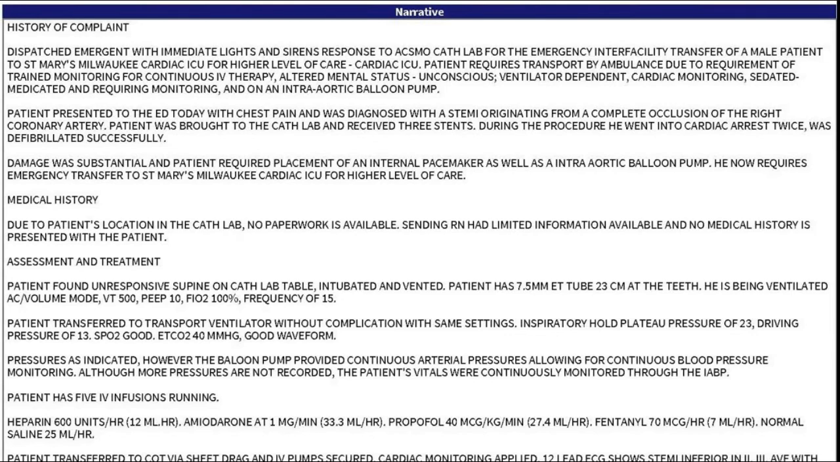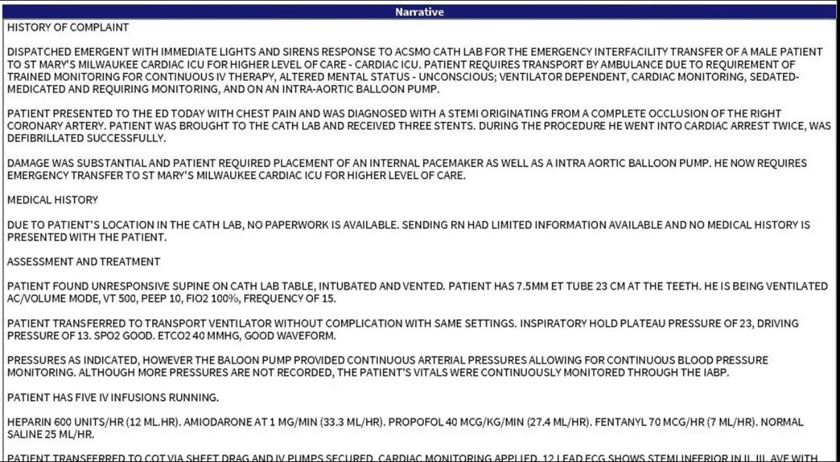They did RSI, rapid sequence intubate him. And they also gave him a paralytic when they did that. They put him on a ventilator, and they began running. You can see there are 5 infusions running. They're running heparin at 600 units an hour, amiodarone at 1 mg/min, and propofol at 40 mics per kg per minute, and then fentanyl to potentiate the propofol and also to deal with the pain, 70 mics an hour. And normal saline at 25 an hour. So this patient is unresponsive, unconscious, on a vent, in very bad shape, and on that balloon pump.